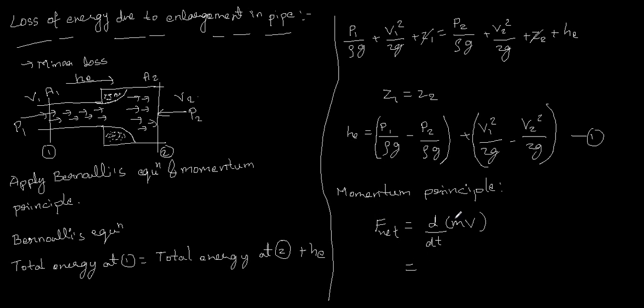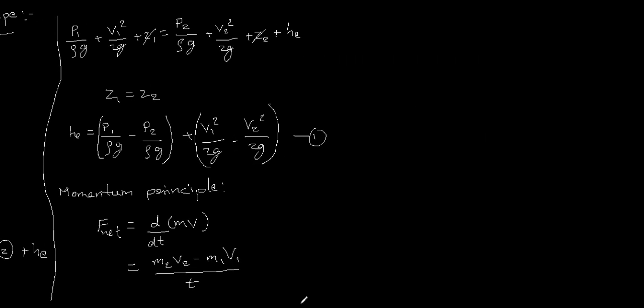Change means we need to consider the difference of the two momenta: momentum at section 2, the final momentum, minus momentum at section 1, the initial momentum. So the change in momentum is m2 v2 minus m1 v1 by dt, that is, for any time, how much the rate of change in momentum is taking place. This equation can again be modified.